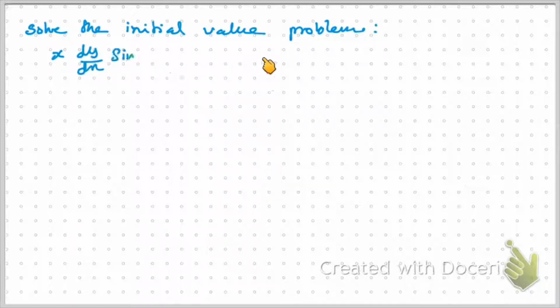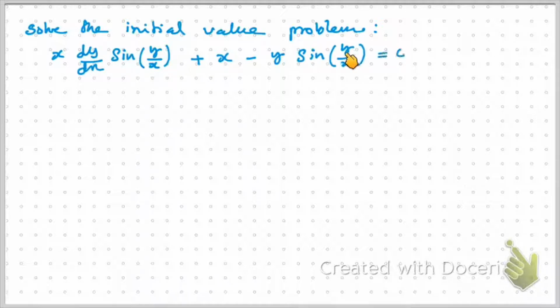We look at another question. Solve the initial value problem. So what we did earlier was the general solution, and now we have an initial value problem. That simply means that you have an additional condition given here.